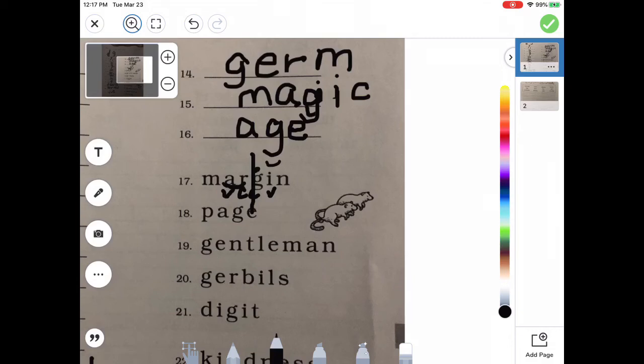How about this word? Well, this is a C-V-C-E word. So I know that A is going to be long and that E is going to be silent.